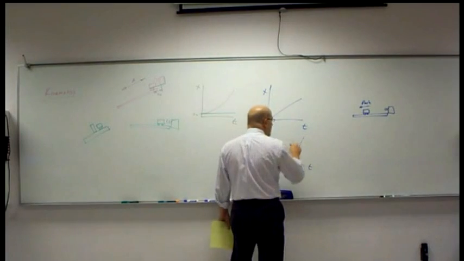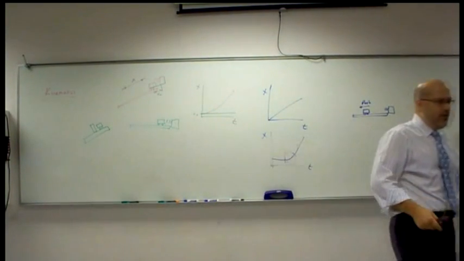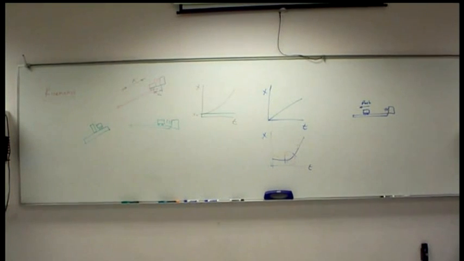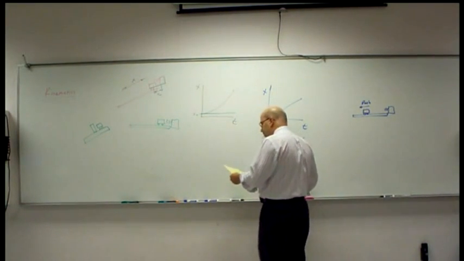All right, and this slope is constant, so it's a constant velocity. So there we go. All right, so we got that going for us. Okay, we already talked about our calculus tie-in.